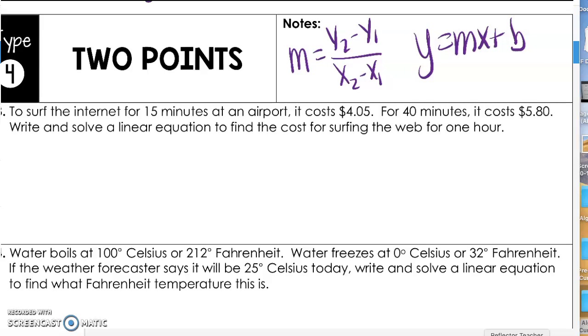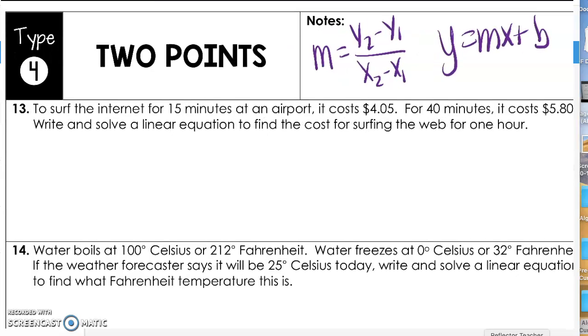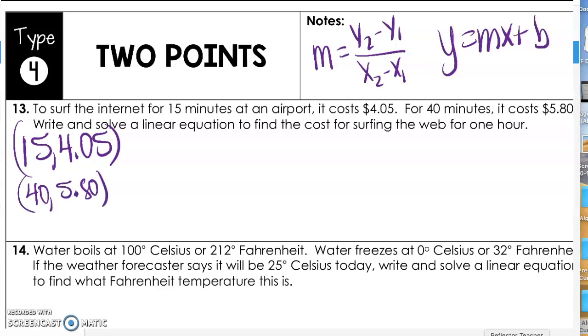So if we look at number 13, we've got 15 minutes for $4.05. That's your first ordered pair. Our second ordered pair then is 40 minutes and $5.80. You just have to make sure that all of your numbers are measured the same. So if one was minutes and one was hours, you would need to make sure you converted.